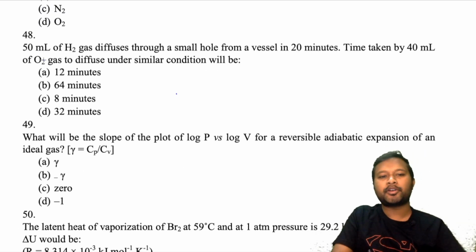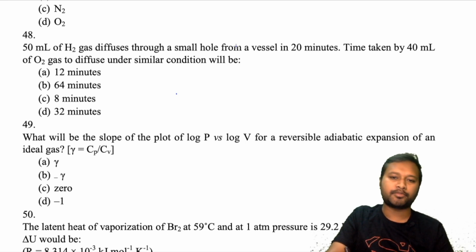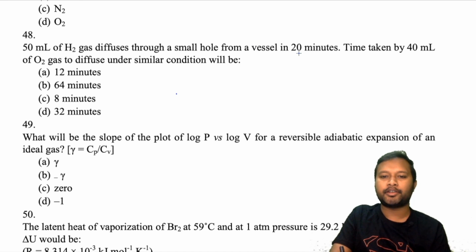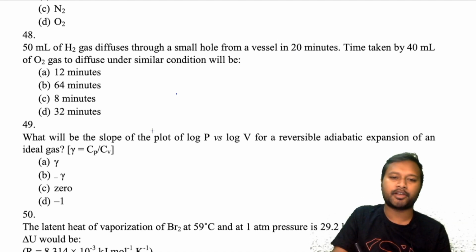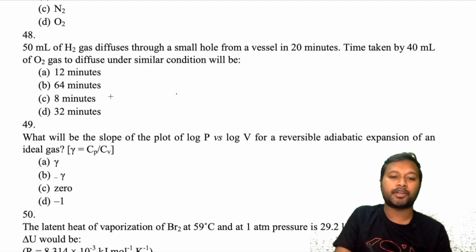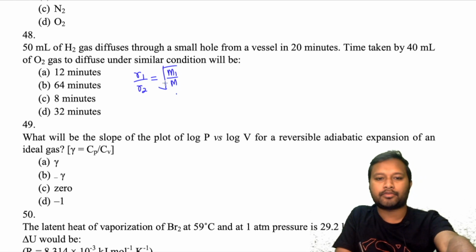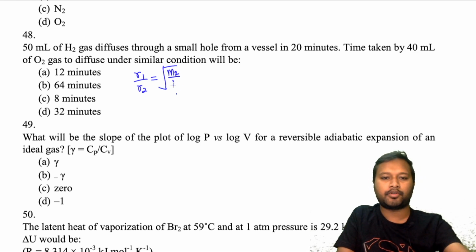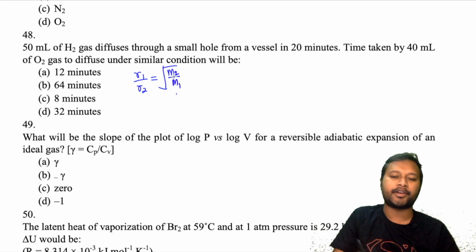All right, let's talk about this question here. It says 50 ml of H2 gas diffuses through a small hole from a vessel in 20 minutes. The time taken by 40 ml of O2 gas to diffuse under similar conditions will be. For this, we will use Graham's law of diffusion, and that gives you R1 upon R2 is equal to under root M2 upon M1, where M1, M2 are masses and R1, R2 are rates of diffusion.